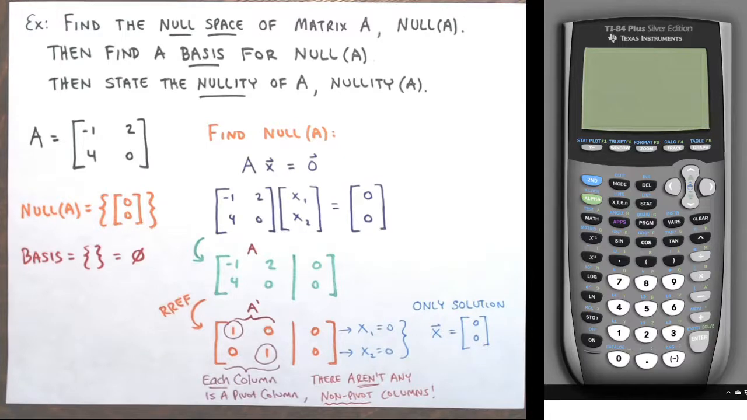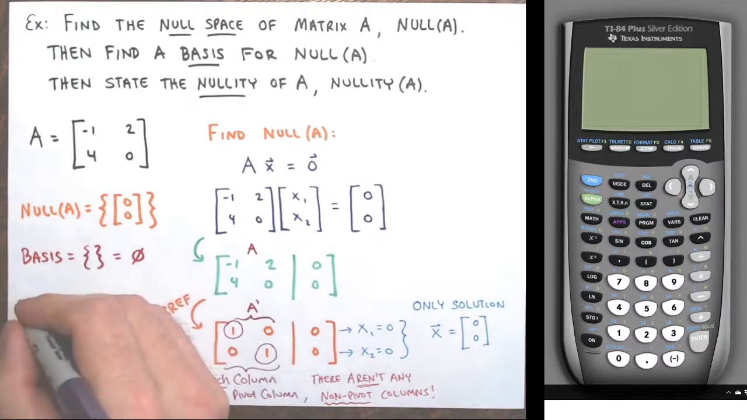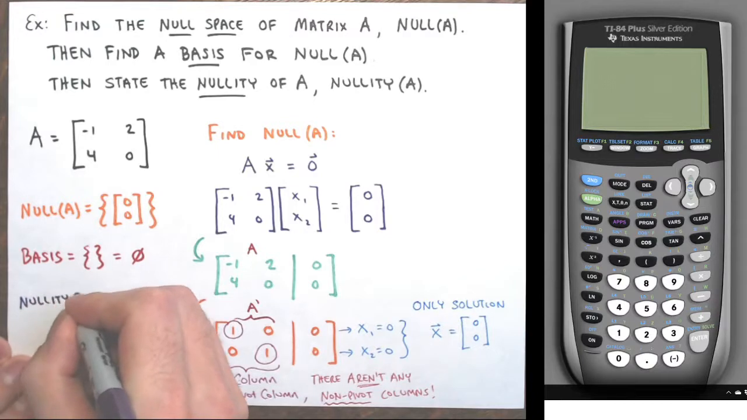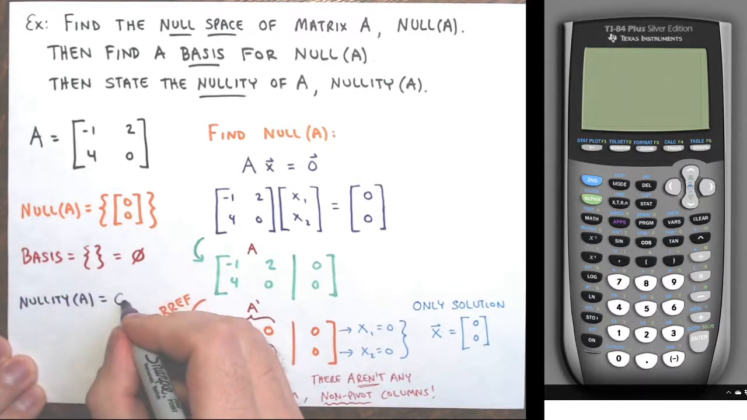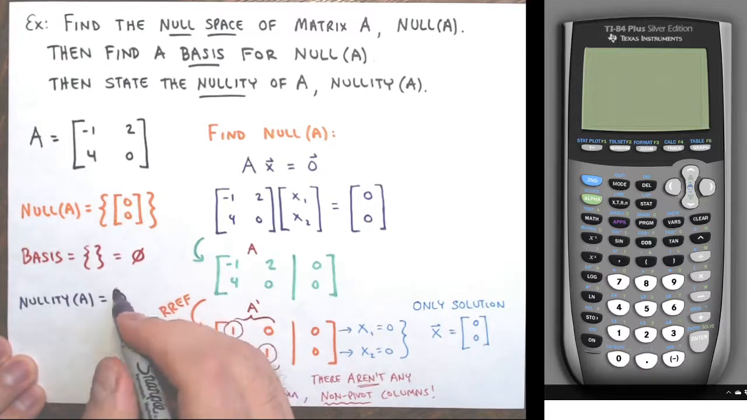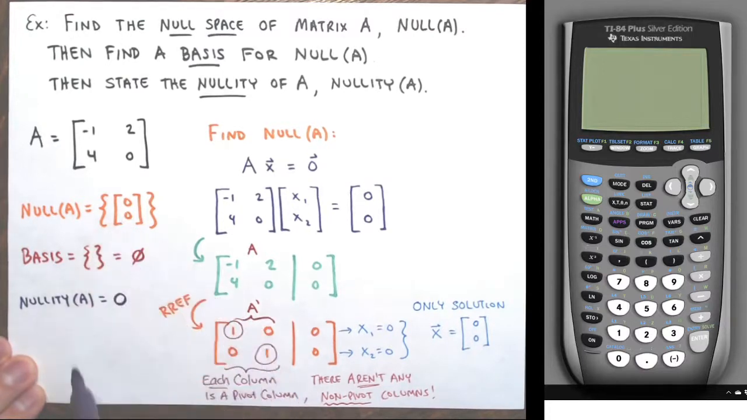Then finally, for the nullity: the nullity of matrix A would be the number 0. It's just how many vectors are in a basis for the null space.